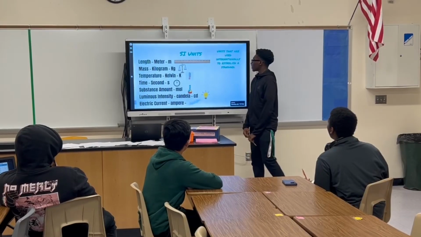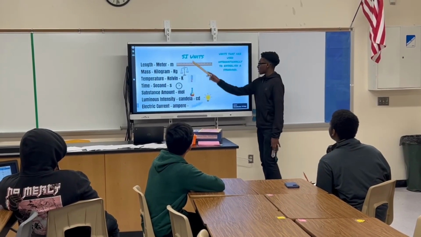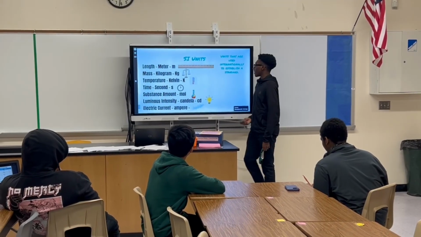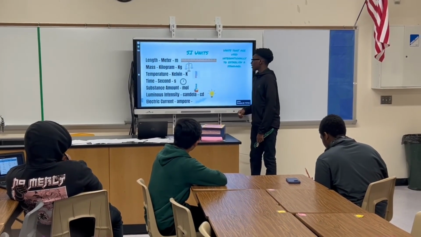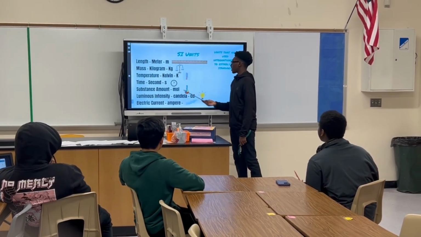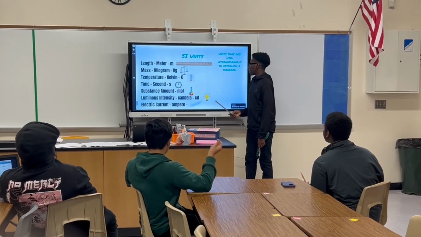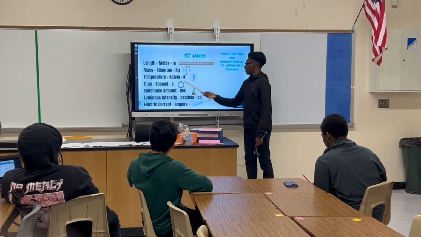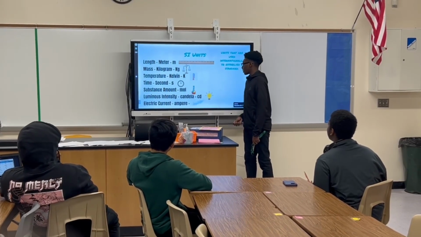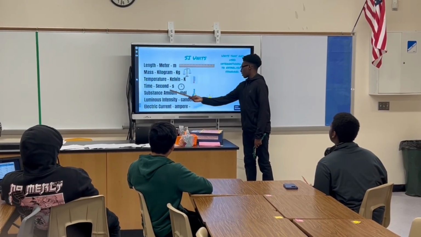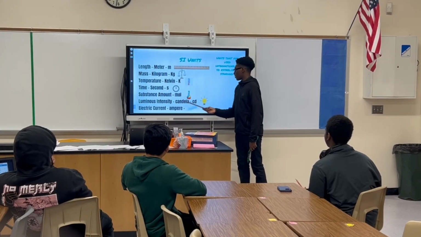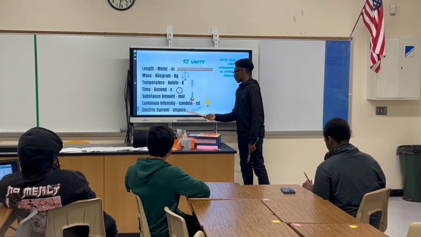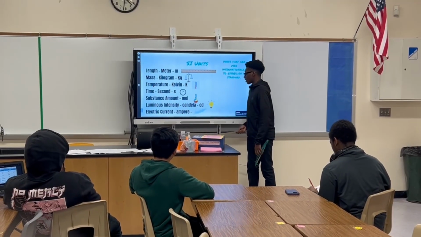Alright, so let's start with SI units. There are 7 SI units we use. The first one is meter, and that's to measure length. The second one is kilogram, that's used to measure mass. Then we have Kelvin, used to measure temperature. We have second, that's used to measure time. Mole is for substance amount. Candela, used to measure luminous intensity. And ampere is used to measure electric current.